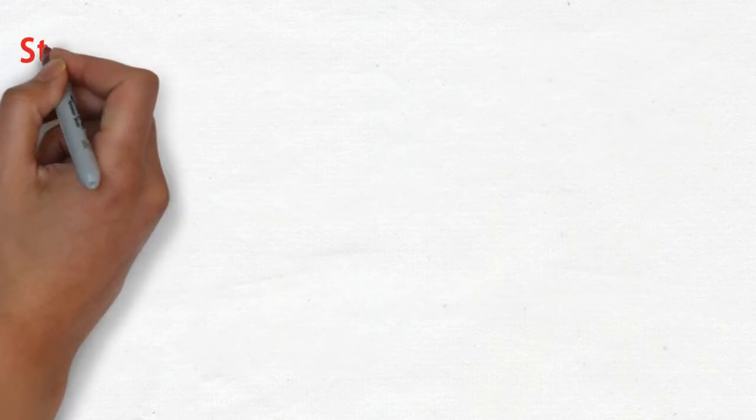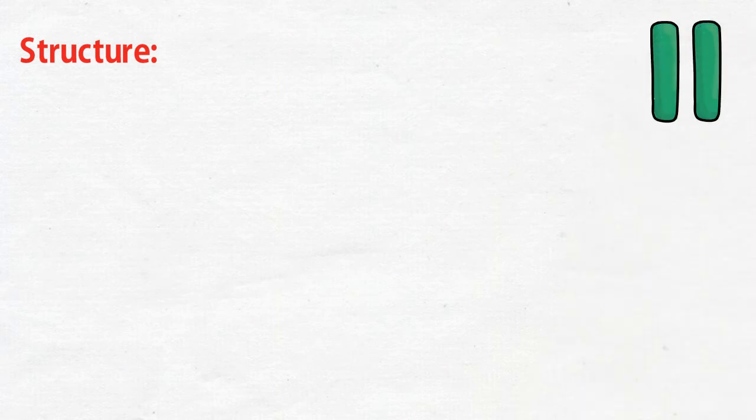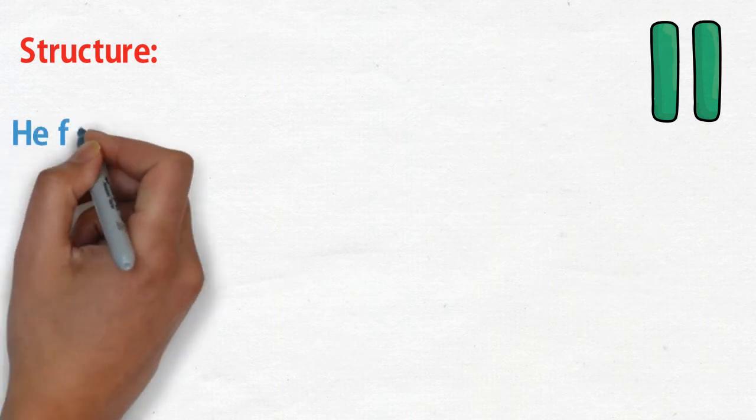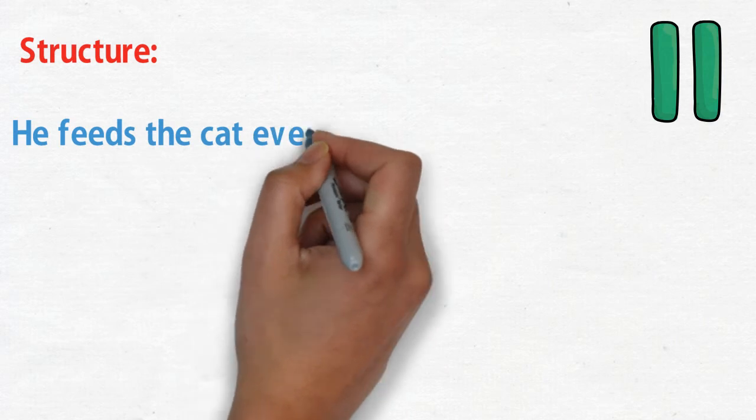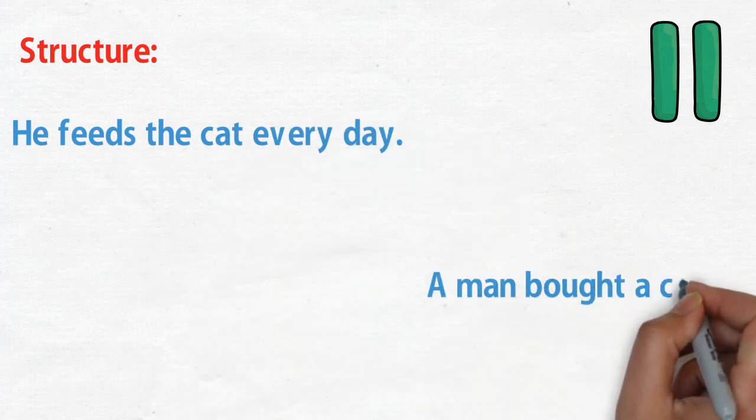The final thing I want to talk about is the structure of the passive voice. Let's go back to the sentences we had from before. I'll give you the active forms and you pause the video and try to transform them into passive. If you can, that is. He feeds the cat every day. A man bought a car.